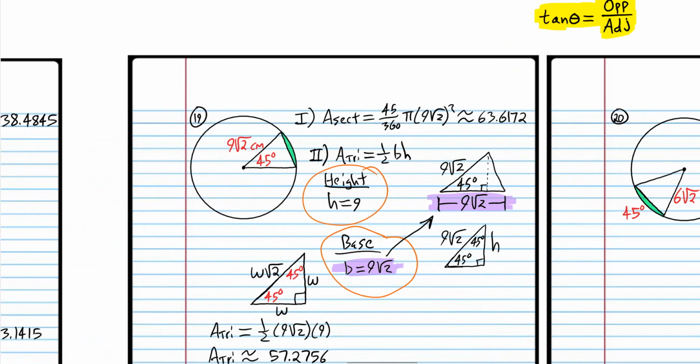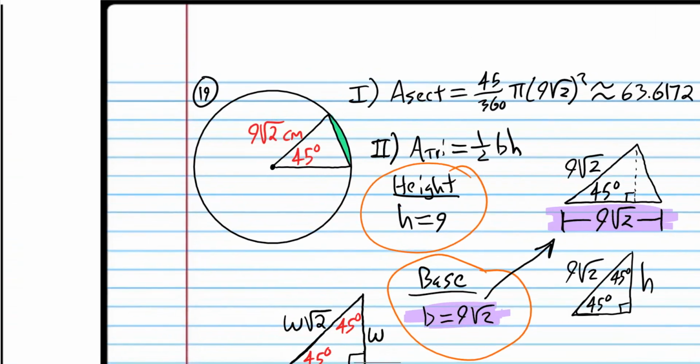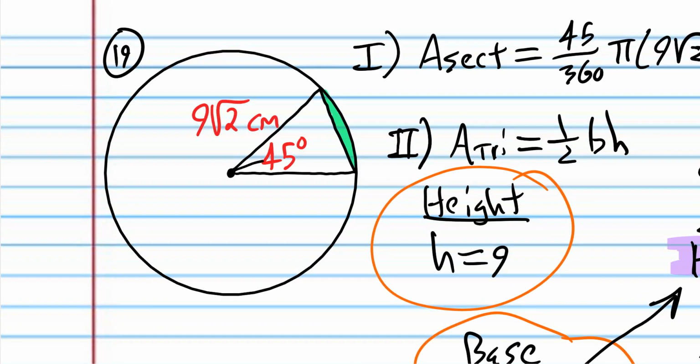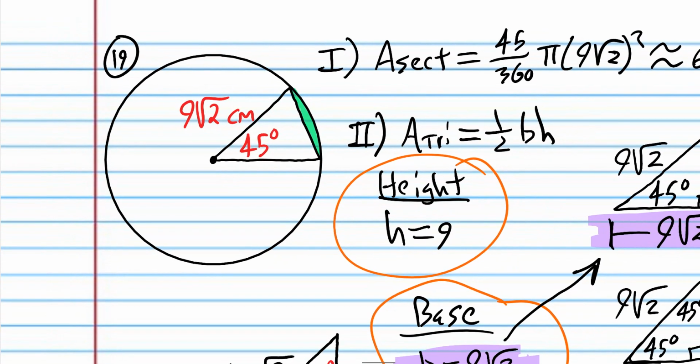All right, so again, the different thing about this problem is that we're not dropping an altitude and splitting that central angle in half. Instead, we're dropping an altitude like this so we can make a 45, 45, 90 triangle. Of course, we could also drop an altitude like this if you want to and make this the base. That would work also. I only did it because I want to make the bottom part the base.